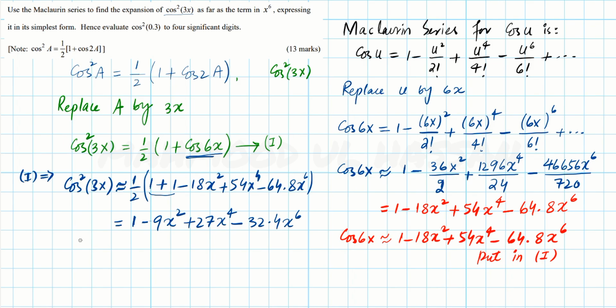Okay, so this is basically the expansion of cos square 3x up to the x to the power 6 term. And that is basically in the simplest form as well. So cos square 3x is approximately equal to this polynomial of degree 6. So this is basically the Maclaurin expansion of cos square 3x.